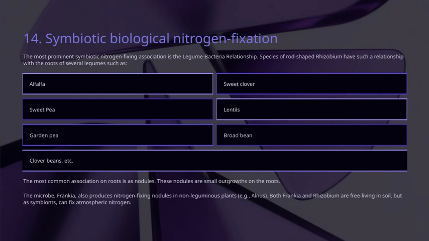Let's take a closer look at some of the key plants involved in nitrogen fixation, starting with broad beans, lentils, and sweet clover. These plants are excellent examples of how certain species can form beneficial relationships with nitrogen-fixing microbes. Now, an interesting fact is that the microbe Frankia also produces nitrogen-fixing nodules, but unlike rhizobium, it can associate with non-leguminous plants, such as ulmus or alder trees.